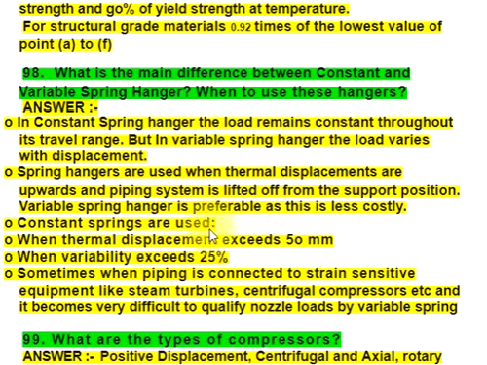Constant springs are used when thermal displacement exceeds 50 mm, when variability exceeds 25%, and sometimes when piping is connected to strain-sensitive equipment like steam turbines, centrifugal compressors, etc., and it becomes very difficult to qualify nozzle loads by variable spring.